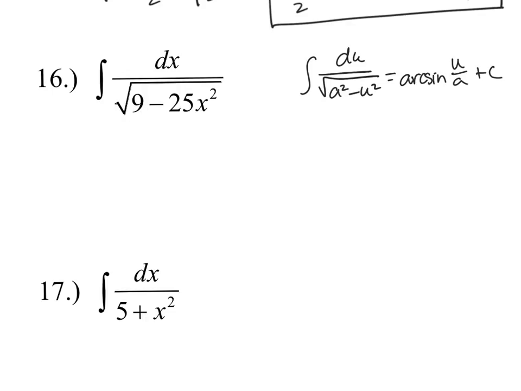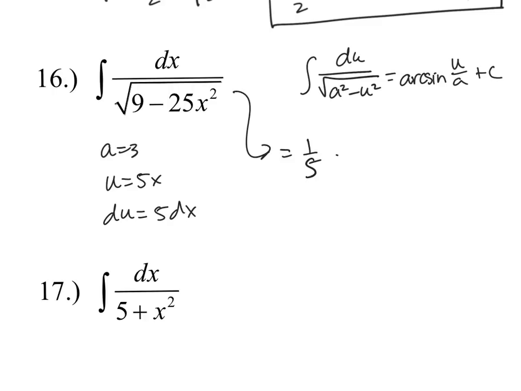Okay, so let's take a look at our problem here. This is a squared, which means a would be 3, and then this function 25x squared is our u squared, so that means u is 5x. Now, since u is 5x instead of just x, that means du would be 5 times dx, so we're going to have to balance this out with that 1/5 out in front of the integral. So this would be equal to 1/5 arc sine of, what was u? U was 5x, oops, I missed it, is 5x all over a was 3, and don't forget about your plus c.